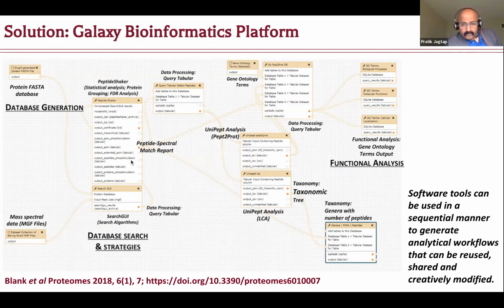Once you have that, you can subject it to Unipept analysis, which performs both taxonomy as well as functional analysis, and that gives you functional outputs and gene ontology outputs, as well as taxonomy. If you're interested in looking at the genera that are detected, you can set that up, or you can also look at species or other taxonomic levels. So this is one of the basic metaproteomics workflows that we have available, and there's also a basic tutorial available in the Galaxy Training Network.